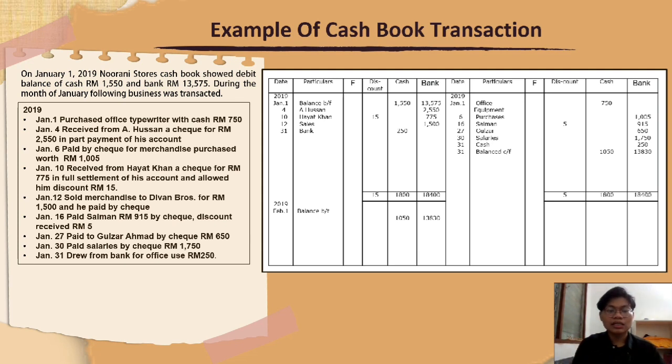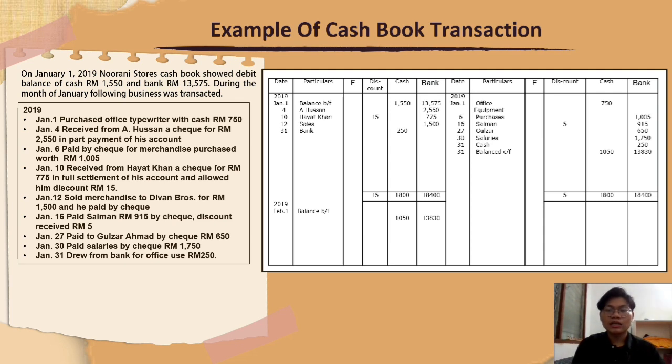And then lastly, the last transaction is on January 31, the store drew from the bank for office use RM250. In this transaction, which we call a contra, first we recorded on the credit side as a payment or cash flow. So on the particular cash on the date 31 January, we recorded on the bank side RM250, and then we recorded another one on the debit side on 31 January with the particular bank, and we recorded the total of the draw on the cash side 250, so we call it a contra.